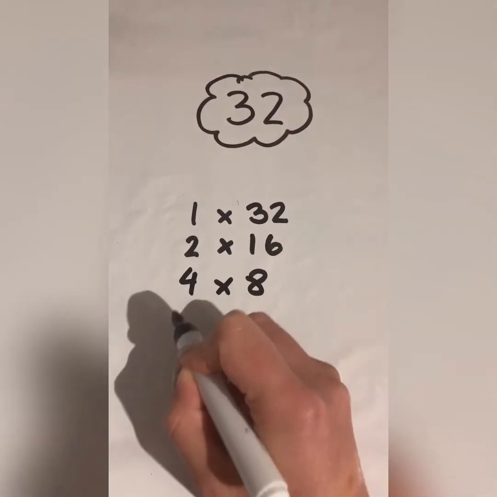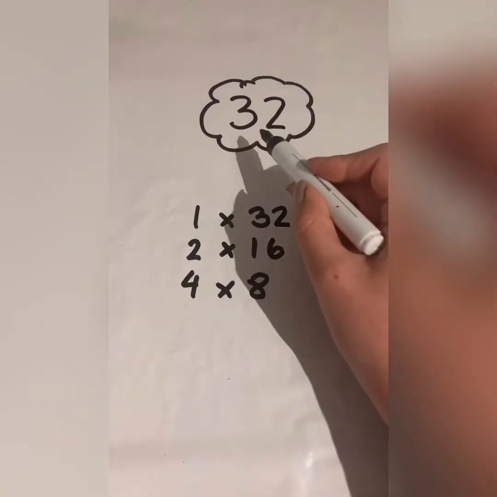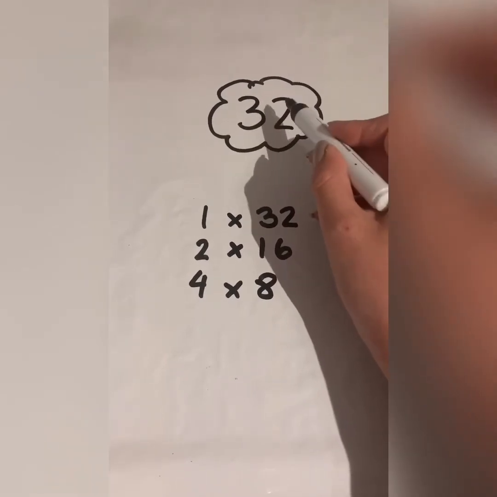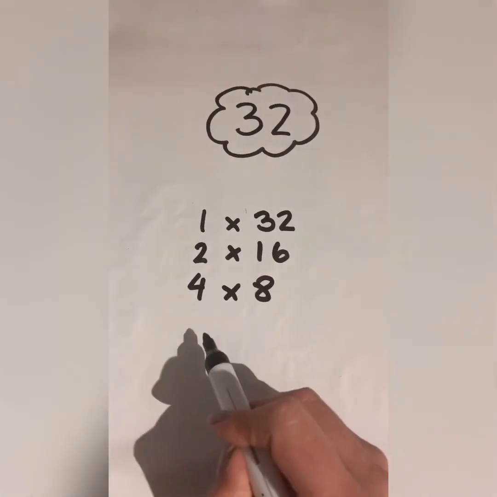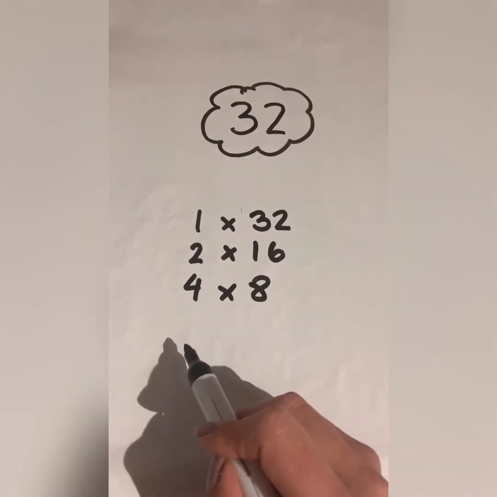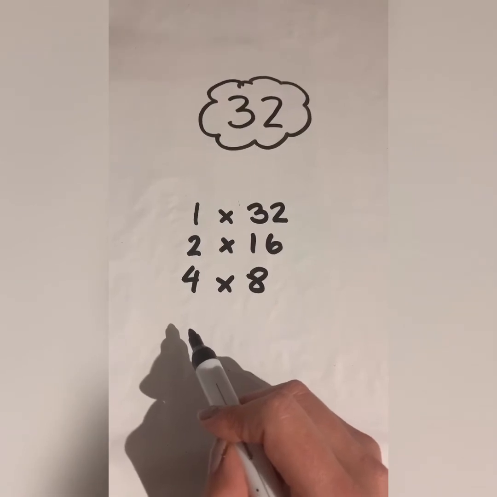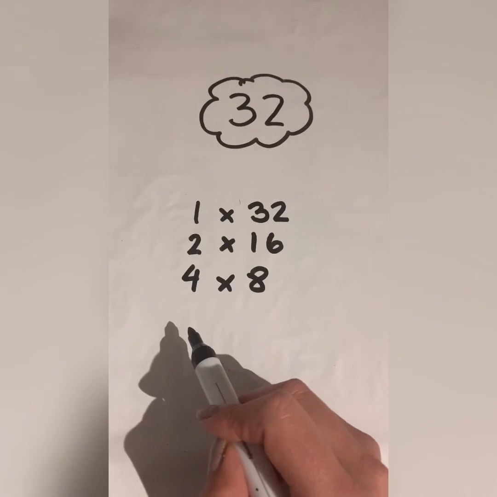Then I think about the 5 times table. Is there anything? Well, no, because I know the 5 times table is filled with numbers that either end in a 0 or end in a 5. So it cannot be the 5 times table. I think about the 6 times table. Is there anything in the 6 times table that would give me 32? Nope, nothing in the 6 times table, that's right.